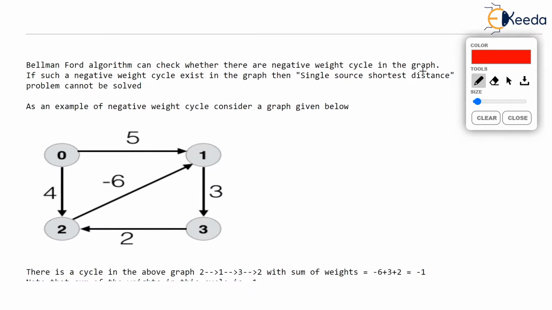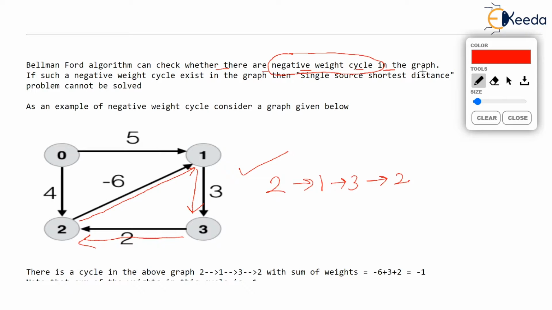Bellman-Ford's algorithm can actually check, that's an advantage actually, whether there are any negative weight cycles in the graph. So please try to first understand what the term negative weight cycle is. Now observe the graph shown below, and you watch that there is a cycle existing in this graph as follows: 2 to 1, then 1 to 3, and 3 to 2 again. So the cycle is 2 to 1, 1 to 3, 3 back to 2.